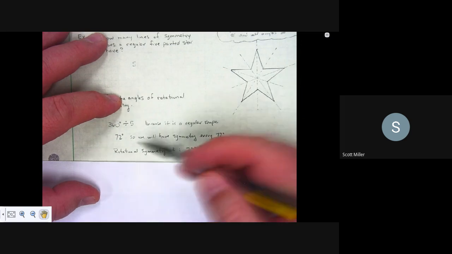Take a look at those, and we'll do practice in class. That is symmetry, the extent that I'm looking for right now: drawing lines of symmetry and finding angles of rotational symmetry. And that ends 3.5.